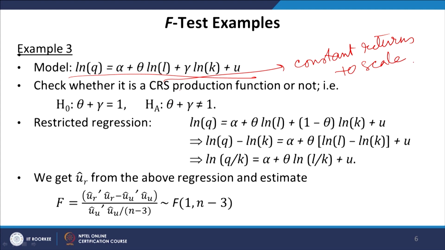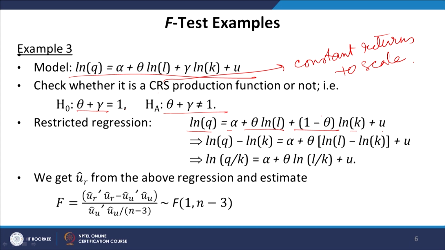So, if it is a CRS production function, then theta plus gamma will be equal to 1. This is implied by the fact that for a CRS production function, theta plus gamma equals 1. The null hypothesis is that theta plus gamma equals 1, and the alternative hypothesis is theta plus gamma not equal to 1. So, the restricted regression will be logarithm of q equals alpha plus theta logarithm of L, and then gamma is replaced by 1 minus theta. So, 1 minus theta logarithm of k plus u, right.